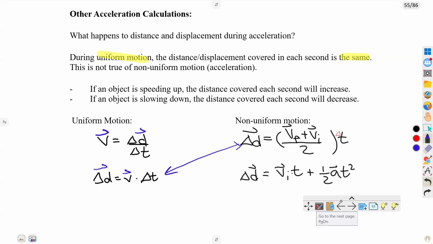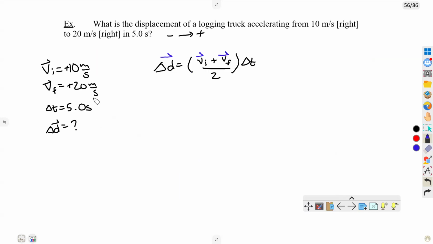So this is why it's really important to identify what variables we have. In the case of the logging truck accelerating from 10 meters per second to the right to 20 meters per second to the right, we've got ourselves an initial velocity, a final velocity, a change in time. We're looking for the displacement. So this is the formula that we're going to use.